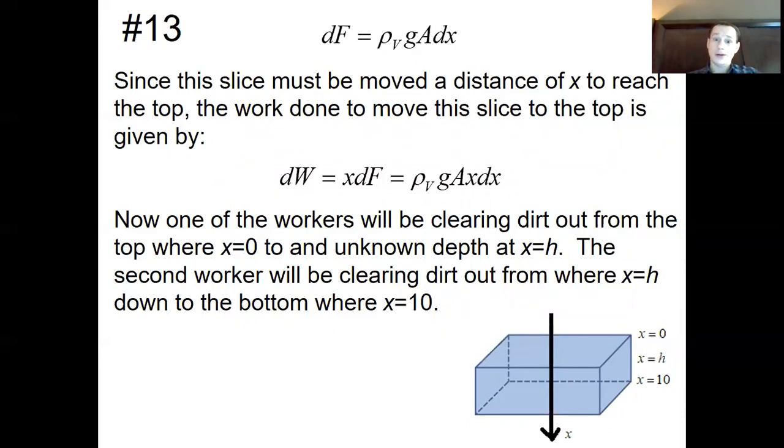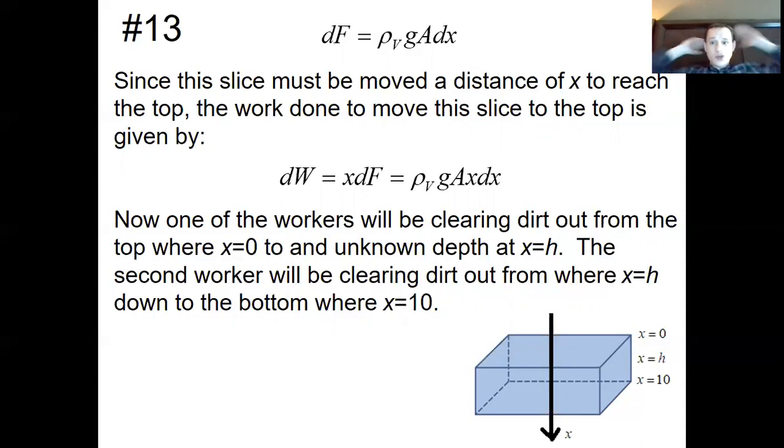So, well, here we go. The dF, the force, is rho g A dx. The distance it's going is x to the top. So multiplying those together gives me a little piece of work. A little bit of work. It's rho g A x dx. A lot of unknowns in there. Okay? But it's going to be okay.